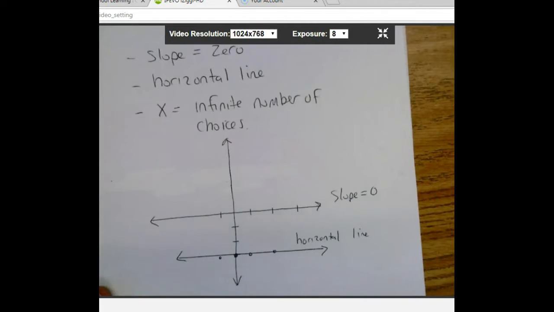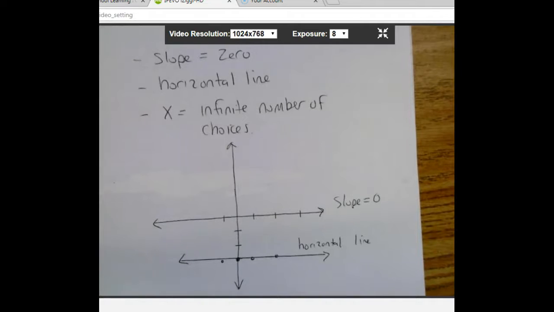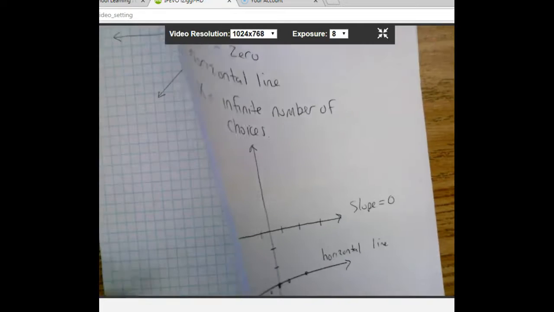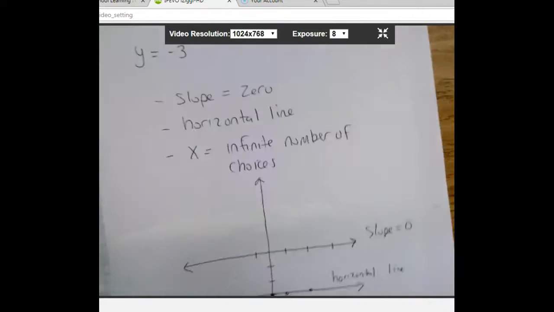Okay? So keep that in mind when you're doing these. When you see something with just y equals, you know it's a horizontal line, and that will have a slope of 0. Okay? And I think we can do one more here.